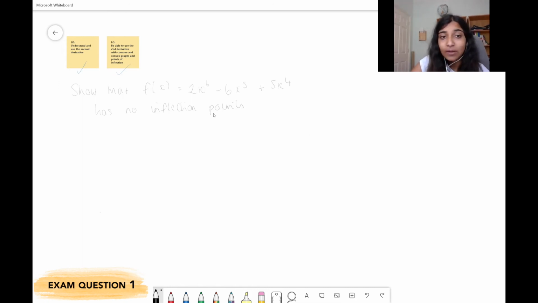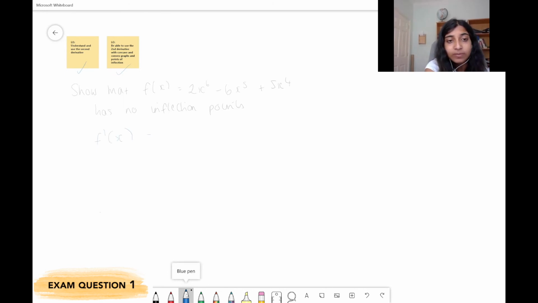So to work out whether we have an inflection point, we want to try and find the second derivative. So if we start with finding the first derivative, f dash of x, that would just be equal to 12x to the power of 5 minus 30x to the power of 4 plus 20x to the power of 3. And now if we find the second derivative, that would be 60x to the power of 4 minus 120x to the power of 3 plus 60x squared. So now we want to find for what values of x the second derivative is greater than 0 or equal to 0.